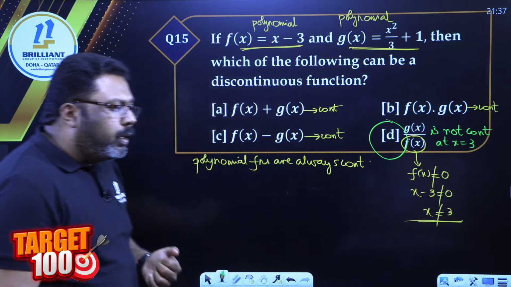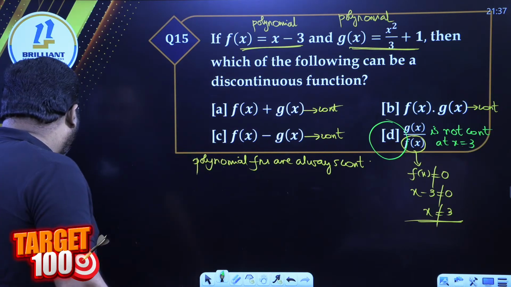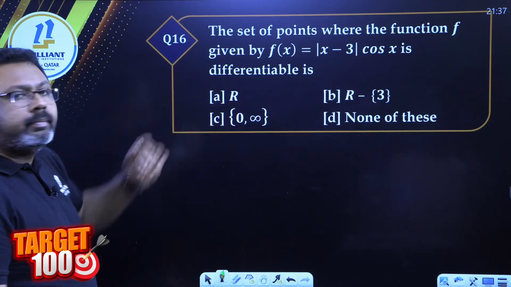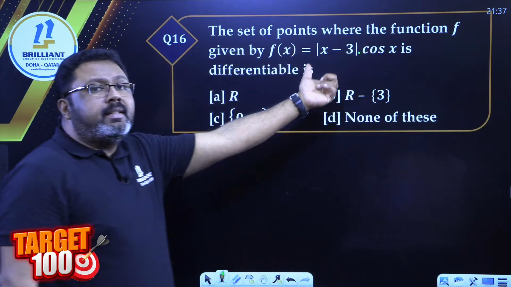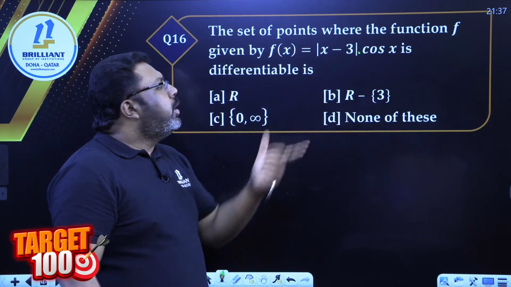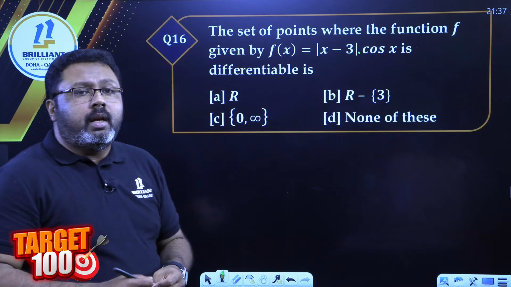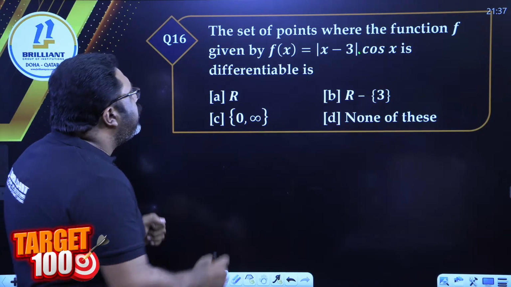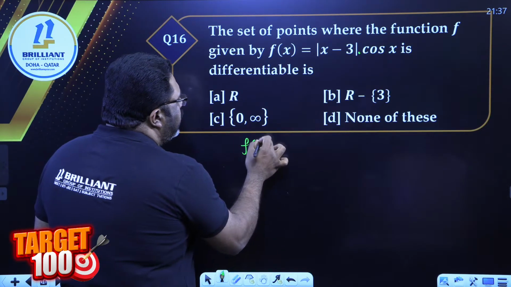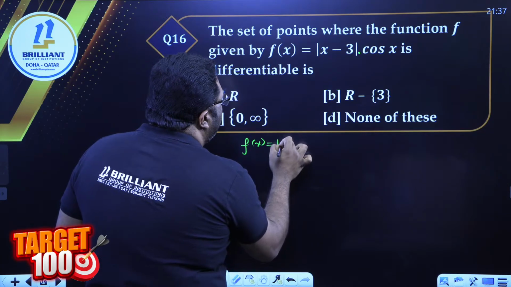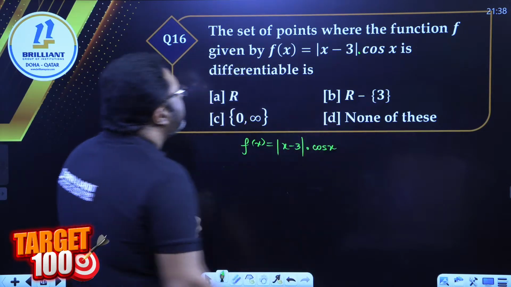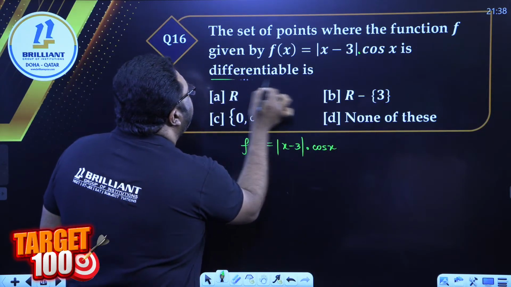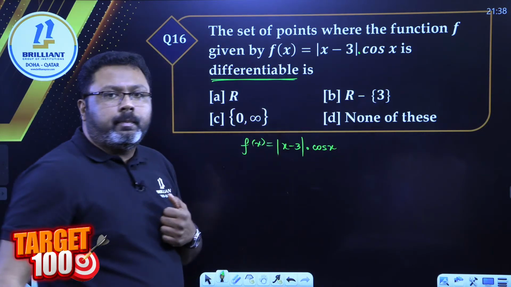Very good. Moving forward, my dear students. Question number 16. This is a question pattern which is observed from NCERT Exemplar. So a possibility of this question to come is also there for us. What's the function here? The function is f of x is equal to modulus of x minus 3 multiplied with cos x. They are asking you about the differentiability of this function.